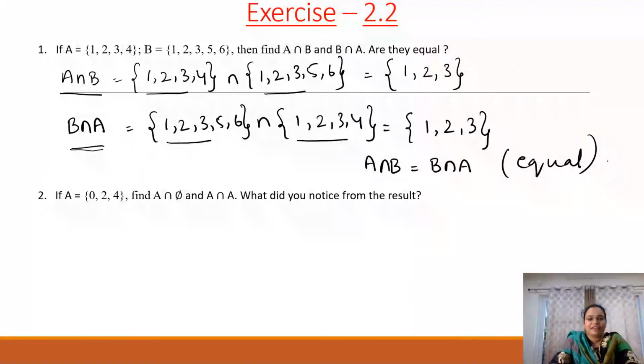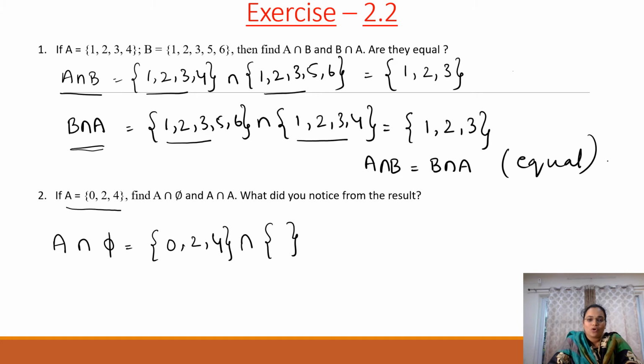So the next one is, if A equals 0, 2, 4, find A intersection null set and A intersection A. What did you notice from the result? So this is your set A, right? We need to find A intersection the null set. What is the set A? That is 0, 2, 4, intersection, this is your null set. Do we have any common elements in both? No, we don't have any common elements, so this is your null set itself.